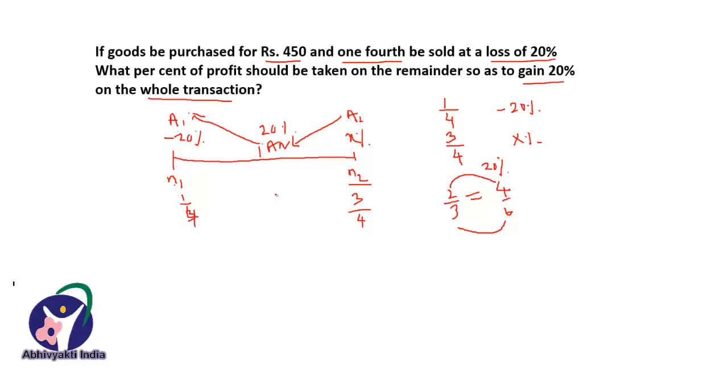Now this ratio is 1/4 is to 3/4. It means it is a ratio of 1:3. So we will say that N2, it means 3, corresponds to AW minus A1, that is 20 minus minus 20. So it will be 20 plus 20 and that is 40. Upon N1 corresponds to A2 minus AW. So N1 is 1. So 1 corresponds to X minus 20.